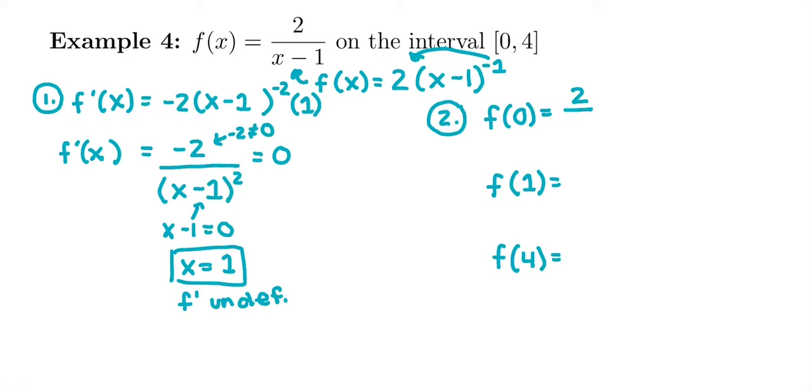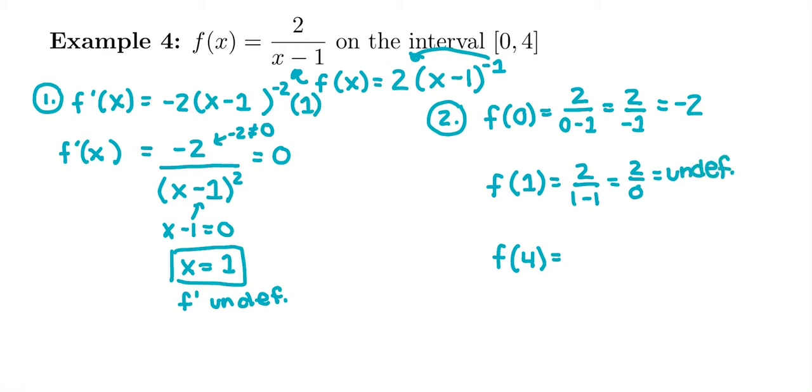So plugging into the top, we have 2 over x, which is 0, minus 1. So we're going to get 2 divided by negative 1, which is negative 2. Plugging in 1 to the original function, we'd have 2 divided by 1 minus 1, which would give us 2 divided by 0. That gives you an error in your calculator. That is going to be undefined.